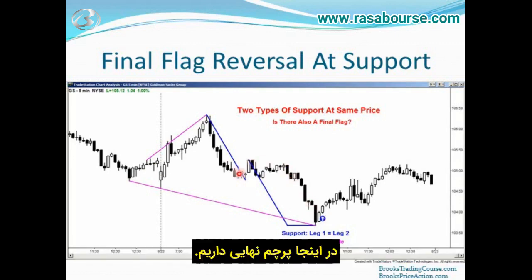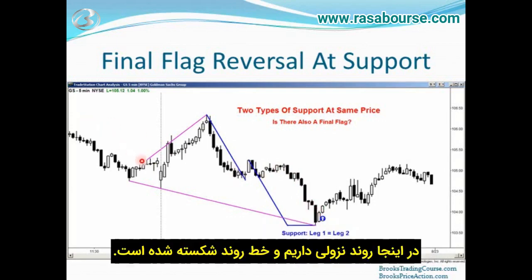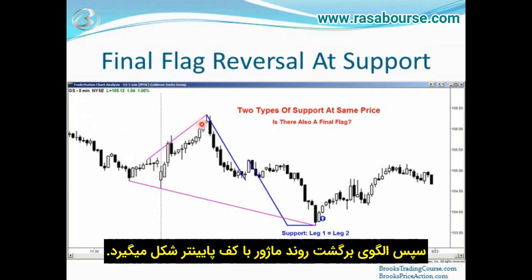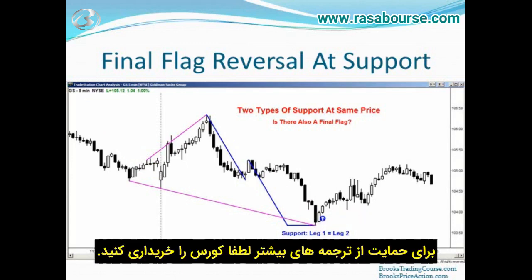You know, final flag here, 1 bar final flag here. Expanding triangle, always treat it like a major trend reversal. There's a bear trend, a trend line break, and a lower low major trend reversal. And then here we have a higher low major trend reversal.